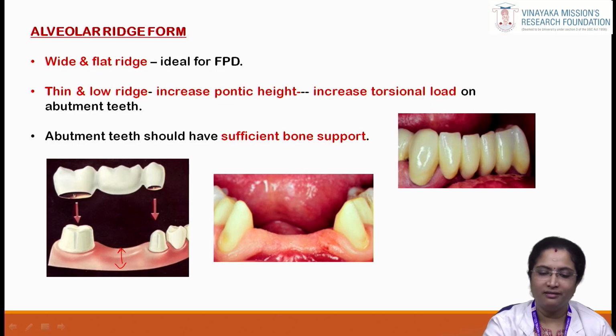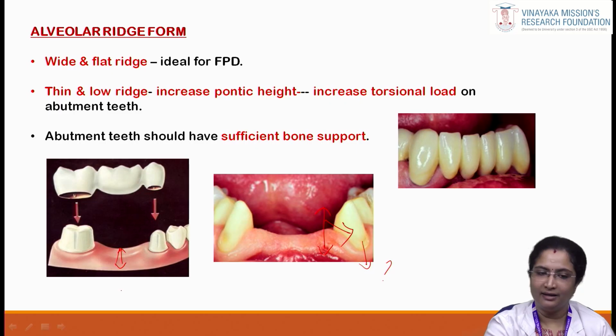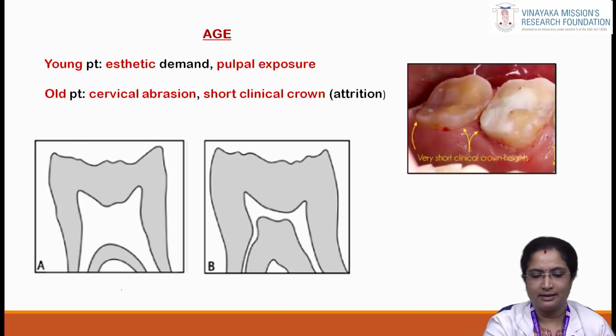So in case of a thin ridge, the pontic height is going to be more, which will add additional forces to the abutment tooth, and the abutment's life is questionable if the ridge is thin and the pontic height is increased. So ideally the alveolar ridge should be flat and wide to take up loads. Next factor to consider is the age.